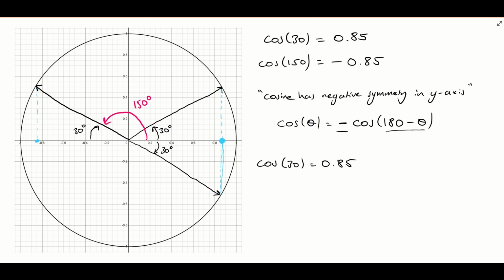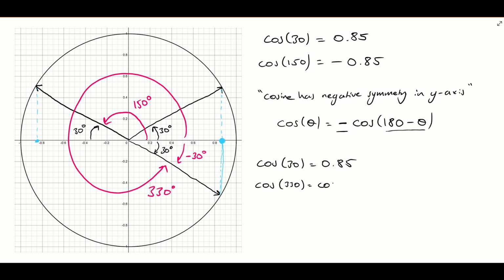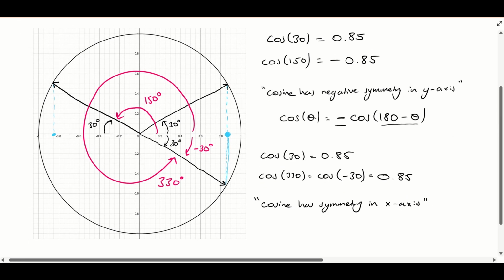Now remember, this angle that I've drawn all the way around to there is actually 330 degrees, or I could look at it as negative 30 degrees. So either of those is fine. So 330, that's the same as looking at negative 30, right? So it doesn't make any difference how you write that. And well, that's going to be 0.85 again, right? And well, what we see is that, as I said before, cosine has symmetry, so positive symmetry in the x-axis.